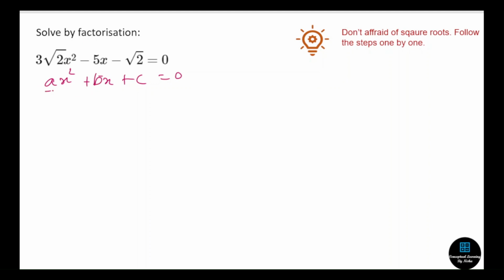So we'll multiply a and c first. Okay. So here it is 3 square root of 2 into minus root 2. Okay. So what do we get? Square root of 2 into square root of 2 is 2. 3 into 2 is 6. So I'll get minus 6.